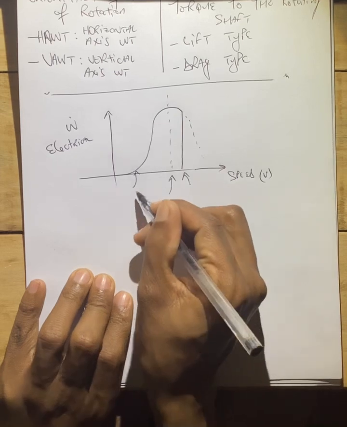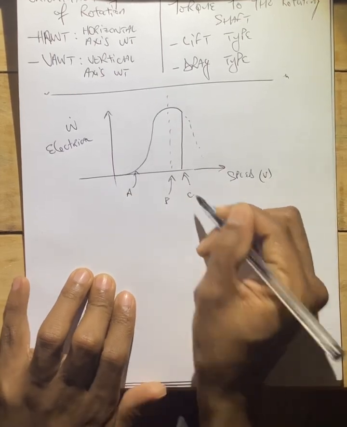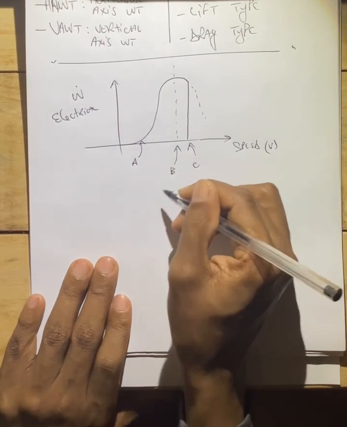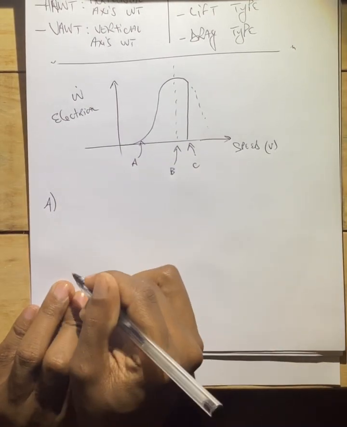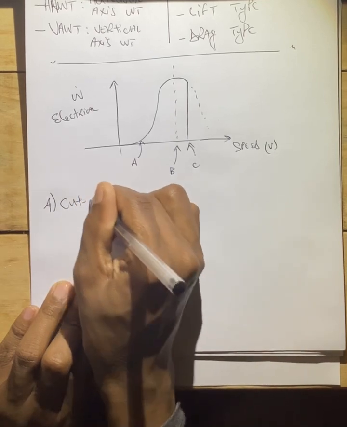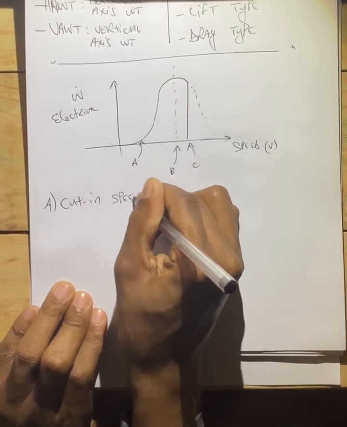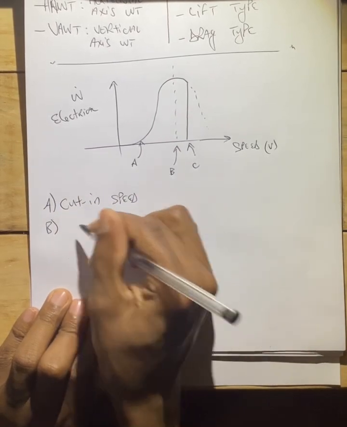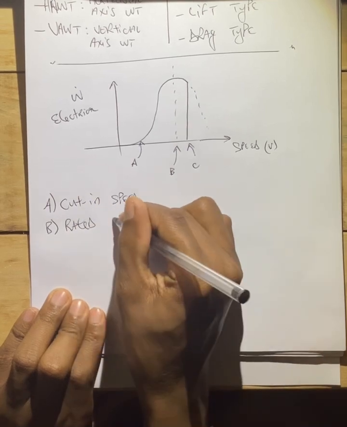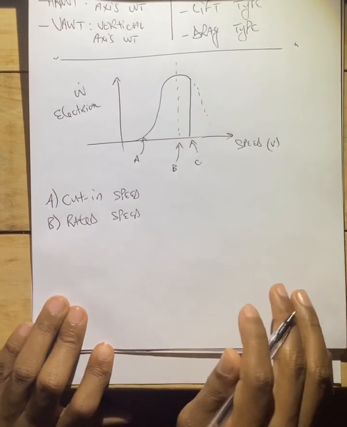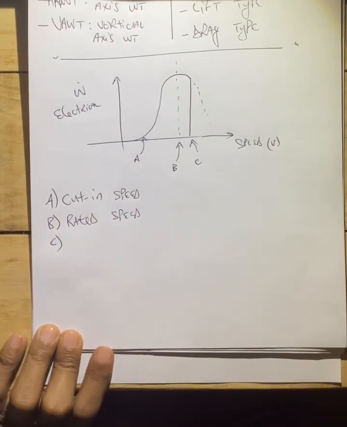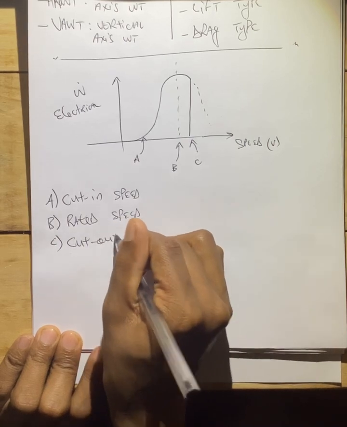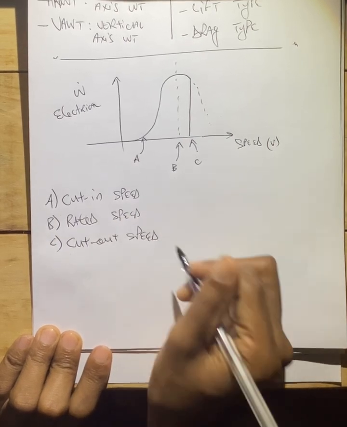Now at point A, point B, and point C, what do we have? At point A, we have what is called cut-in speed. At point B, we have what is called rated speed. And then at point C, we have what is called cut-out speed.